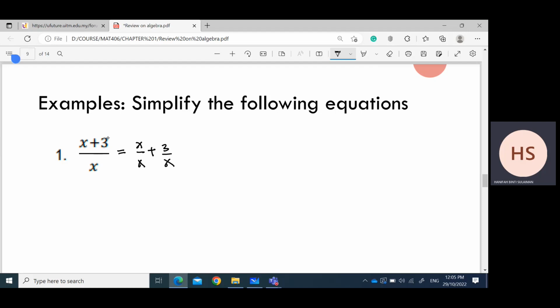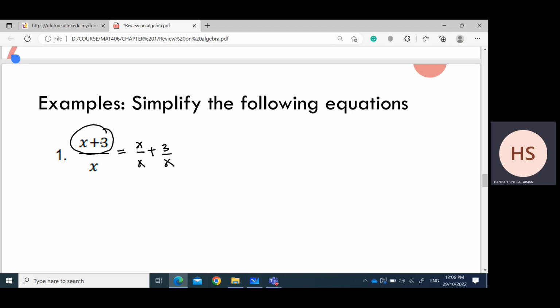Alright, so untuk konteks yang ini, kalau kita tengok bahagian atas ni, numerator dia adalah x plus 3. So for this kind of fraction, we can split it off ataupun kita boleh pecahkan dia kepada dua bahagian. Okay, so since kita gunakan operasi tambah dekat sini, so dia juga adalah sama dengan x over x plus 3 over x. So we simplify for this one, x over x we have 1. And then plus 3 over x. So this is the answer.